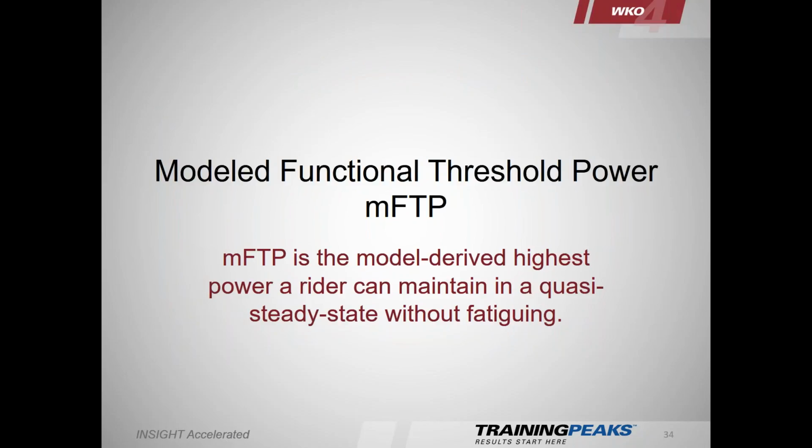Modeled functional threshold power, basically mFTP, is the model-derived highest power a rider can maintain in a quasi-steady state without fatiguing. Threshold's been around for a long time. I'm not going to go into an in-depth explanation. There also is a secondary webinar built in the webinar list. And if anybody does not know where to find that list, I'm going to show you at the end of the webinar. But your modeled functional threshold power really is just how long you can maintain a quasi-steady state without fatiguing.